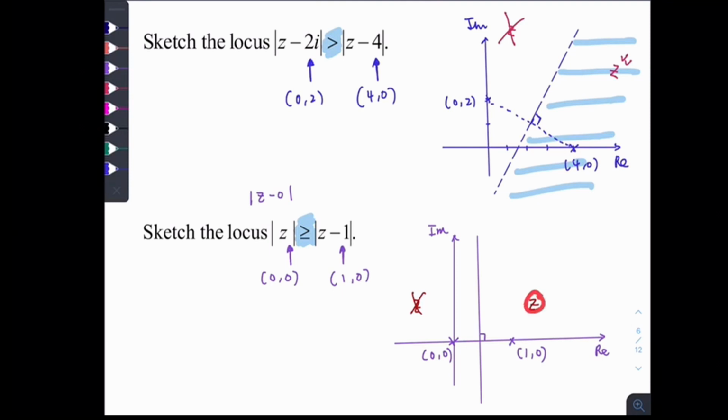So check for the Z over here. Compare the distance between Z and 1, Z and origin. Z and origin is longer, which is what is requested by the question. So the Z should be at the right hand side, and hence we shade the right hand side. This is about the perpendicular bisector's inequality.